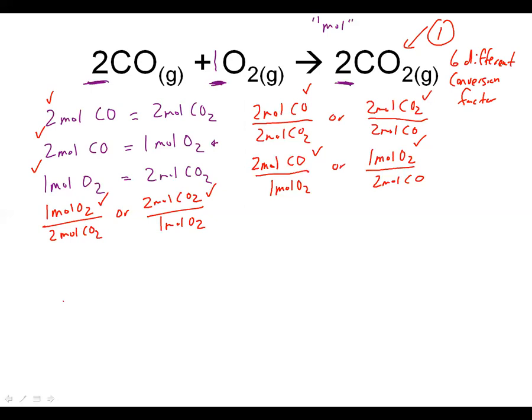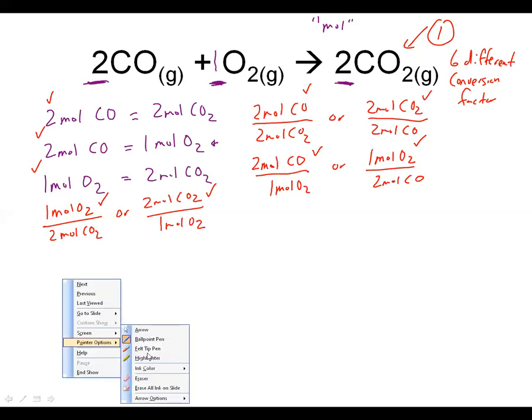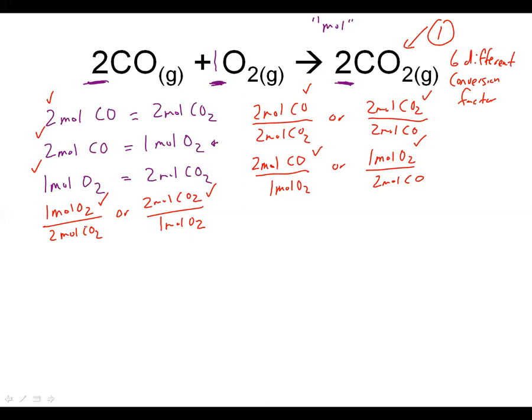Now, would we use all 6 of these conversion factors in a problem? No, we would not. Just like in a basic stoichiometry conversion problem, we would not use both of the conversion factors that we could use. We would just use one.